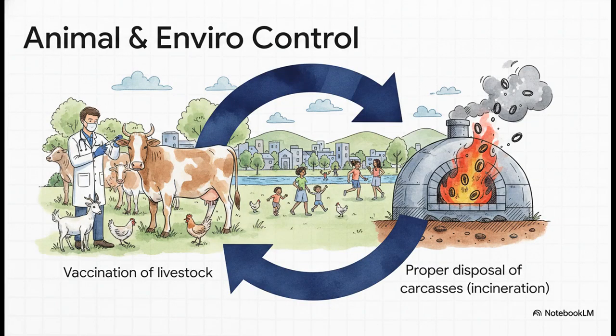And this really shows that the best way to protect people is to control the disease in animals in the first place. This means vaccinating livestock in areas where anthrax is known to exist and being extremely careful about how you dispose of any animal that dies from it, usually through incineration. You want to destroy those spores so they can't get back into the soil.